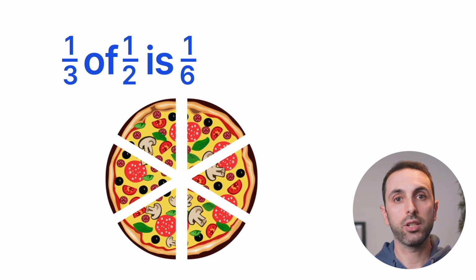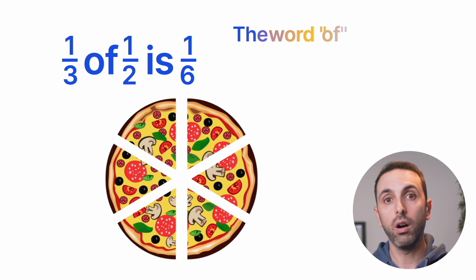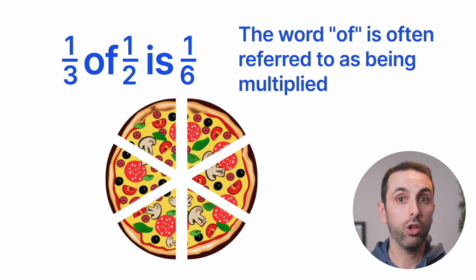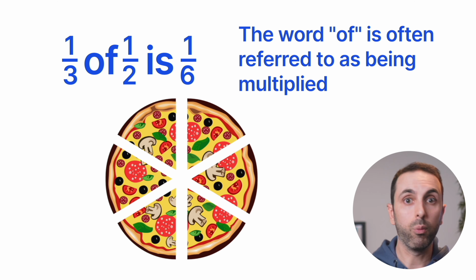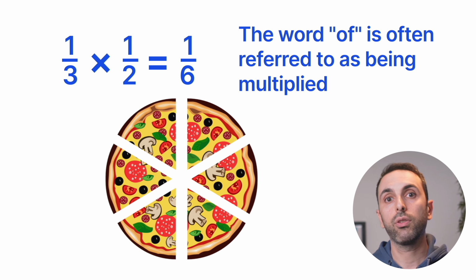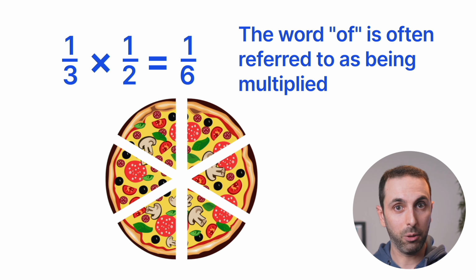Now, just looking at the fractions, bearing in mind that 1/3 of 1/2 is 1/6, for those of you unaware, the word "of" in maths is often referred to as meaning multiplied. So if we now replace the word "of" with the multiply symbol, and the word "is" with equals, 1/3 of 1/2 is like saying 1/3 times 1/2, which appears to be equal to a sixth.